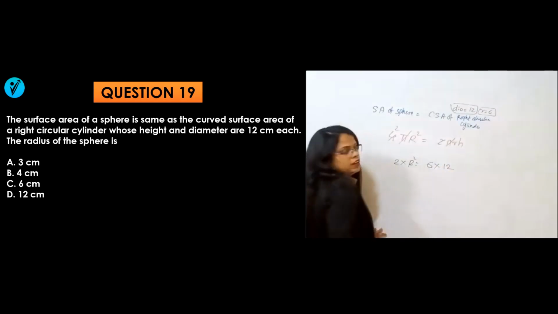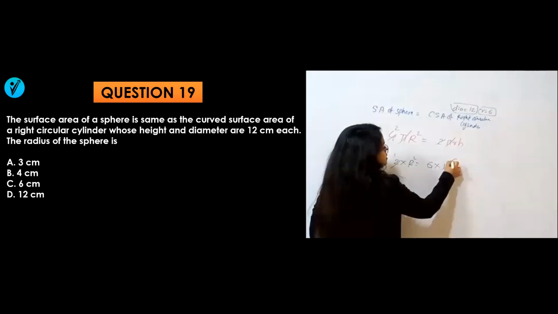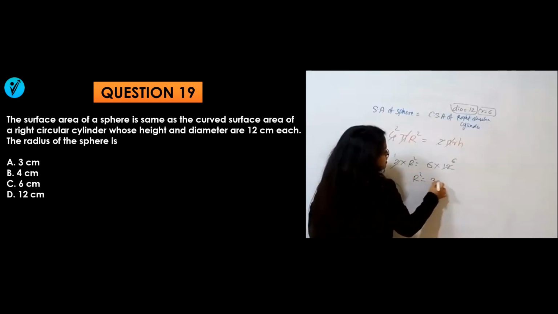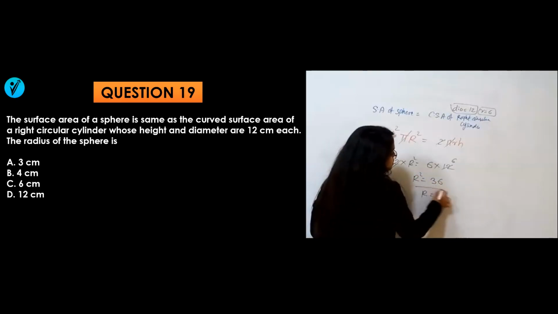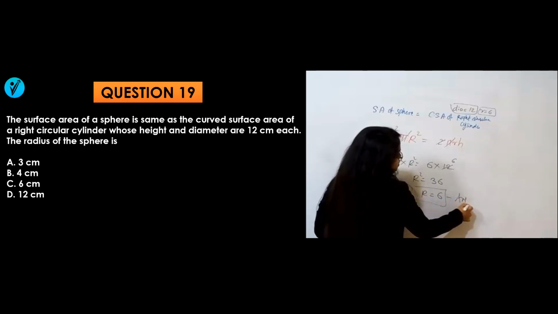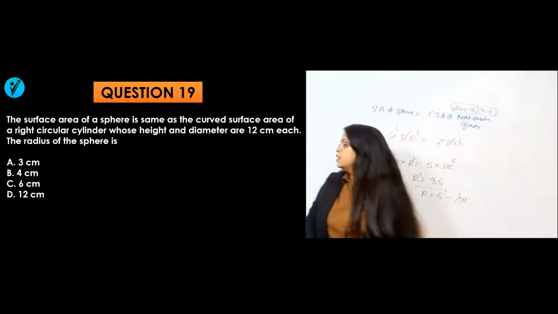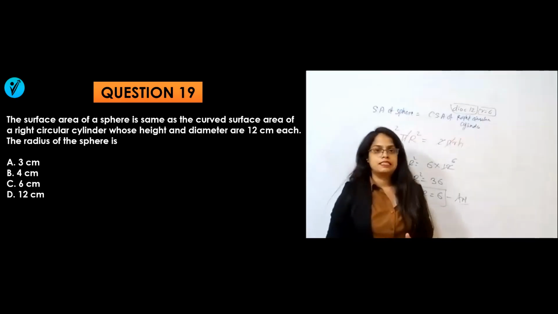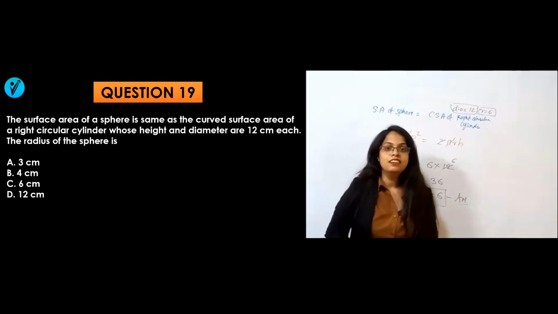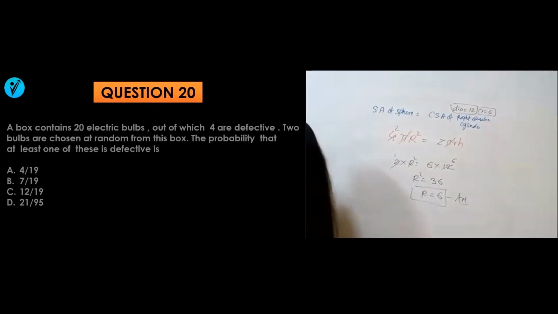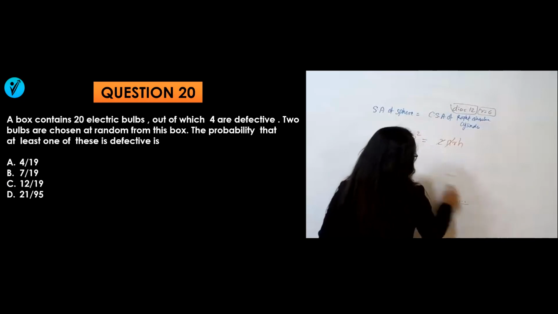Height is 12. So what will it be? 2 ones are 2, 2 sixes are 12. R square will be 36. So r will be equal to 6. And they had asked you what is the radius of the sphere. So the answer will be option number C, 6 centimeter. Isn't it easier? Now let's go for the last question of this video.